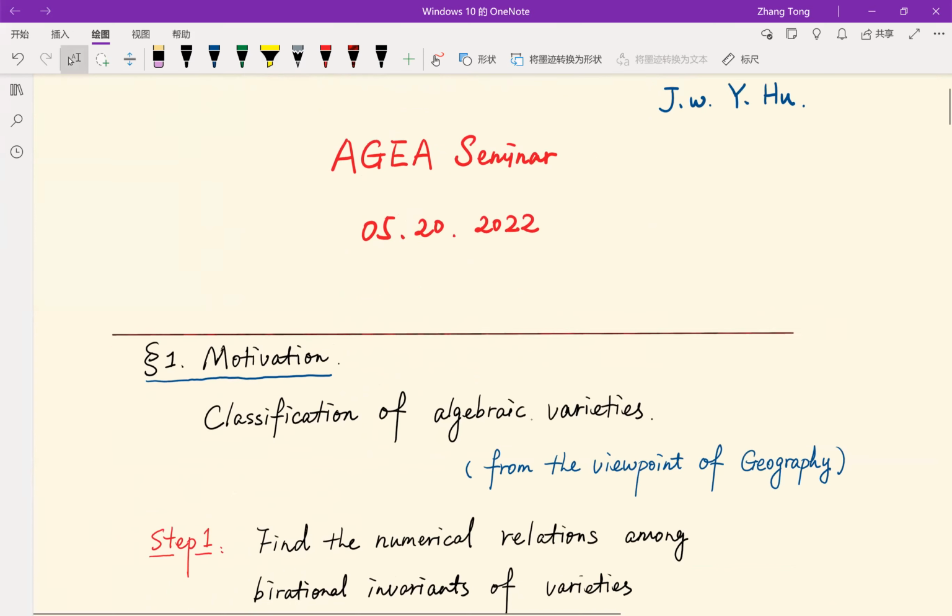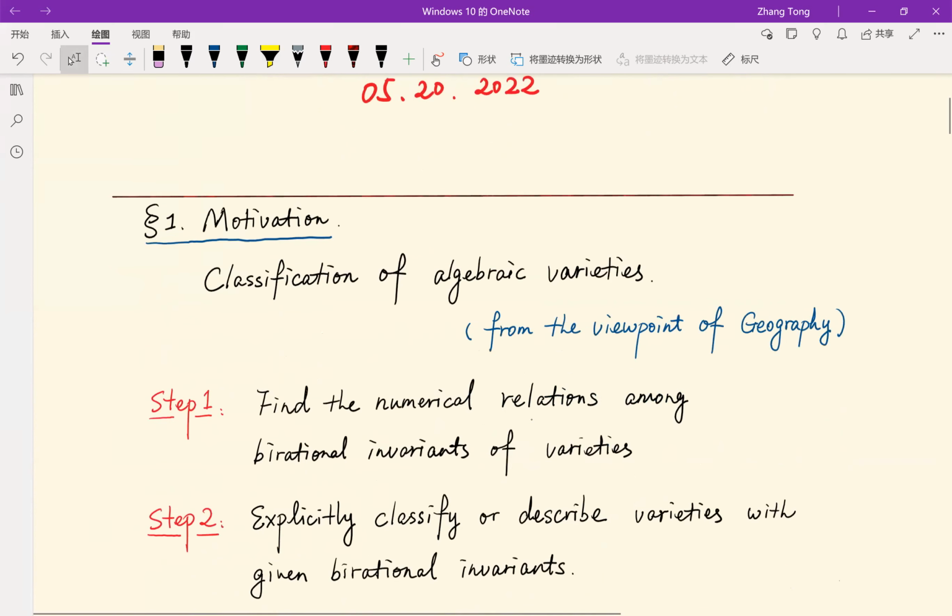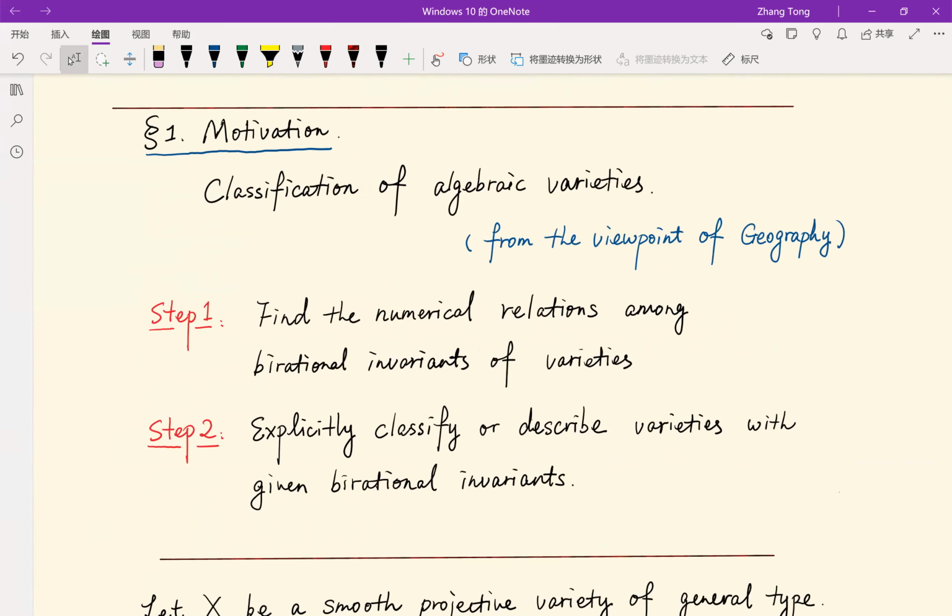I think the motivation comes from the classification problem of algebraic varieties. Somehow we want to classify or describe as many varieties as possible. Of course, there are lots of different methods towards this classification, and today I want to focus on the viewpoint of the geography of algebraic varieties.